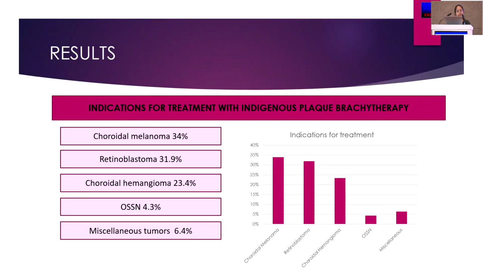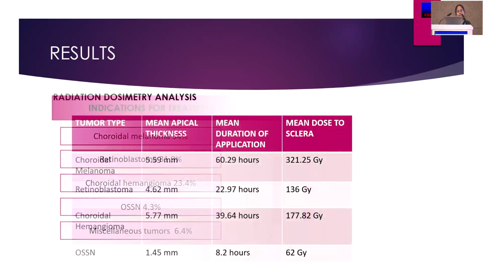Coming to the most common indications for treatment with indigenous ruthenium plaque brachytherapy, choroidal melanoma accounted for the maximum number of our patients, followed by retinoblastoma. We also treated other tumors like choroidal hemangioma, OSSN, VPT.